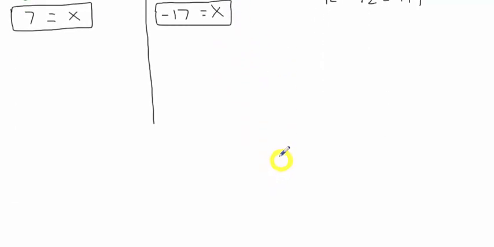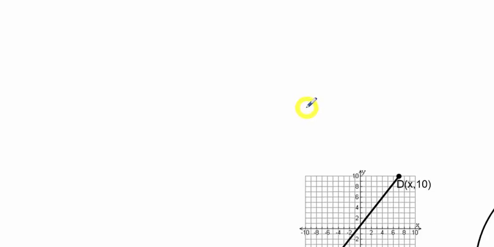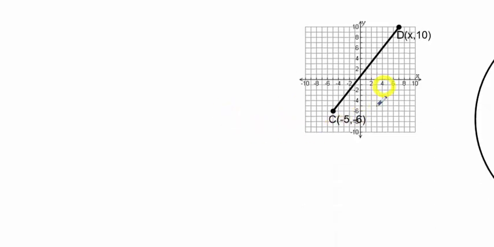Now, if you're like, well, why are there two possible? Well, here's a diagram of the actual points. Here's point C, which we know is located at negative 5, negative 6. So that's fixed in place. But point D could be anywhere, right? It could be anywhere in this graph paper.